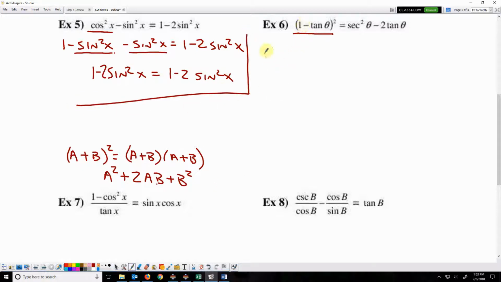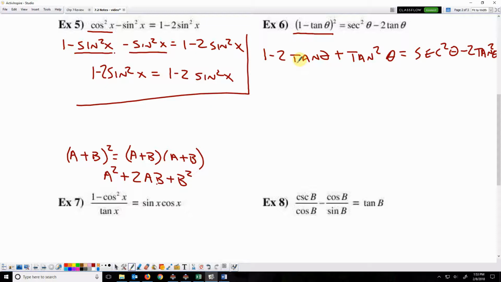So here the first term squared is 1. The product of these is minus 1 times tan theta. Double that is minus 2 times tan theta. And the second term squared is plus tan squared theta. Equals secant squared theta minus 2 tan, I'm going to run out of room, squared theta.